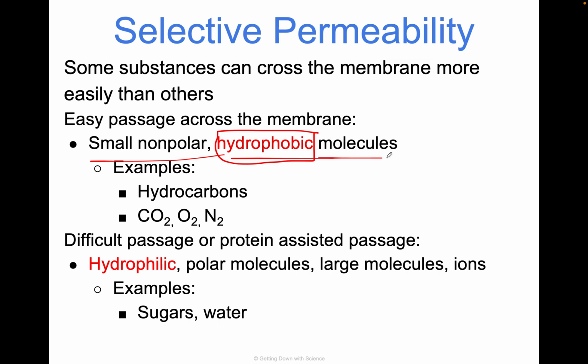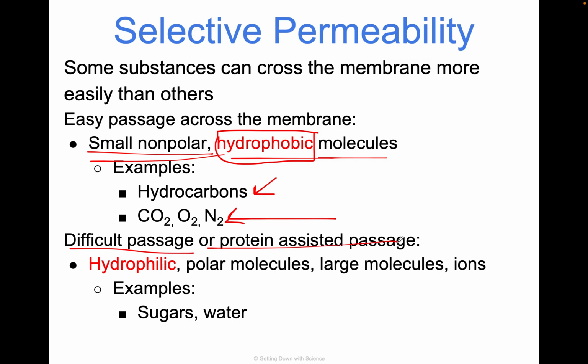Some examples of these kind of hydrophobic small nonpolar molecules are things like hydrocarbons. Those go really easily across the membrane, and a bunch of different gases too. Gases like CO2, oxygen, and nitrogen or nitrogenous gas. Those are all really important for cell functioning, so they can just easily pass through the membrane and get inside and do their job.